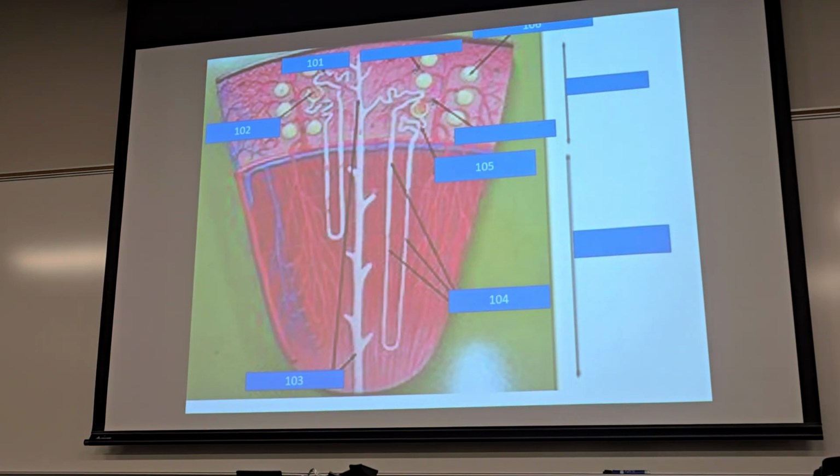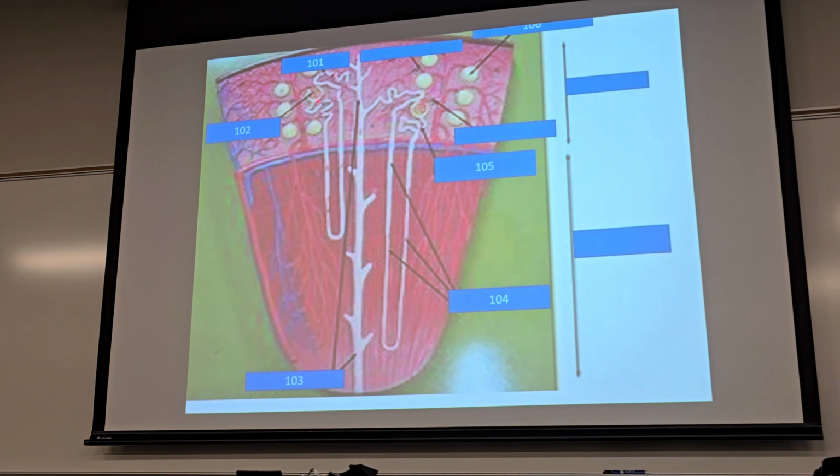Okay. So here we have quite a few. What is 101? I know it's kind of difficult to see where the point is right here. DCT. No, here, right? The glomerulus is underneath it, and it's connecting to the collecting duct. How do we know it's a collecting tubule? It's draining into the collecting duct, okay?